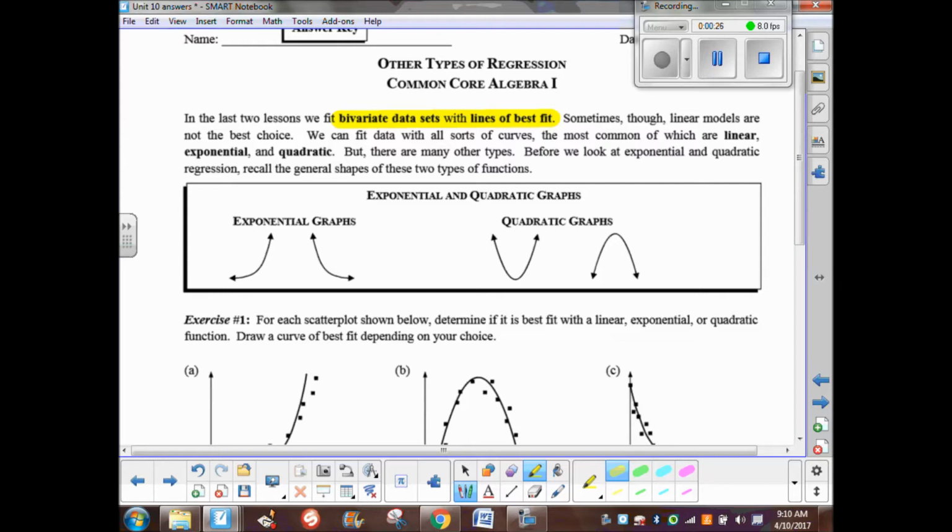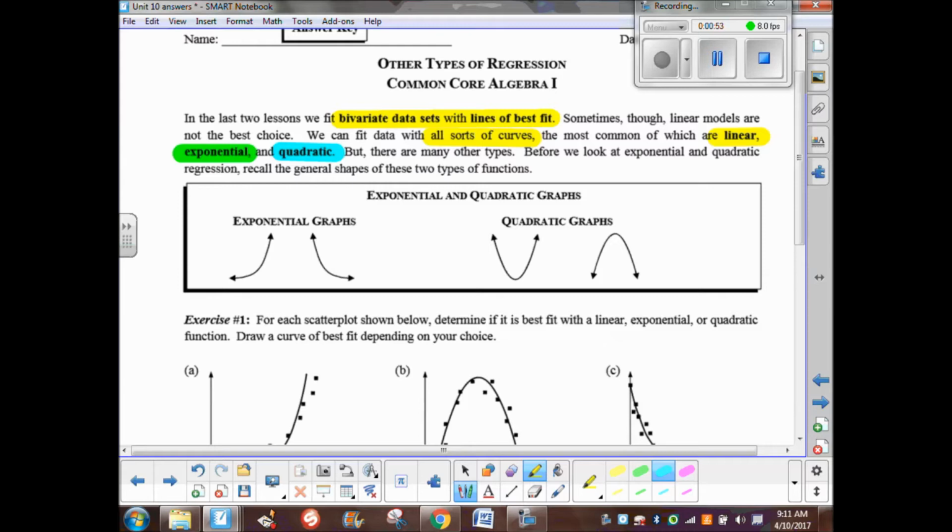Sometimes, though, linear models are not the best choice. There are other types of regression models out there. It says we can fit data with all sorts of curves. The most common are linear, which we've spent a lot of time with. We also have exponential, and then we'll also talk about quadratic. There are other types, but those are the only 3 that we'll talk about in algebra.